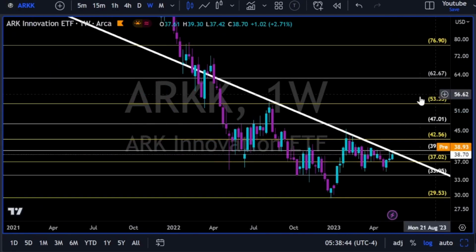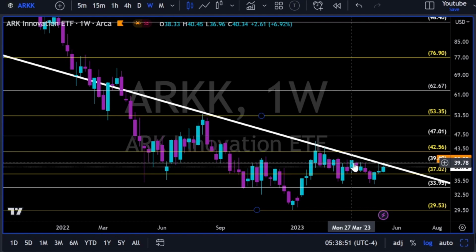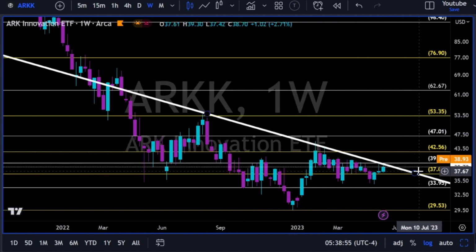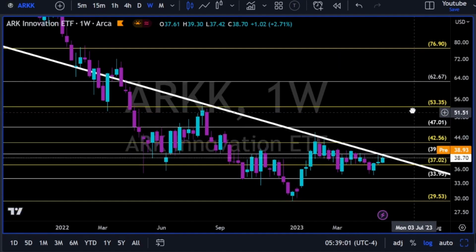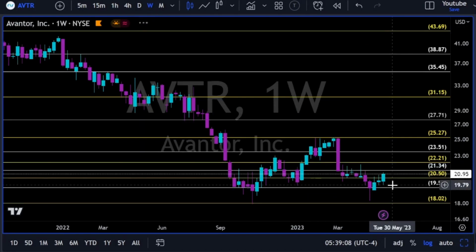RK weekly chart, consolidation between the 33 and the 40, very tight price range. I'm waiting for 2 or 3 days closing above this white trend line, above the 39.40 area. Then we are going toward the 42 and 47 to the upside. Let's see. For now, the risk will be 37 to the downside.